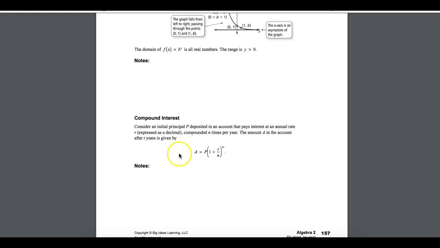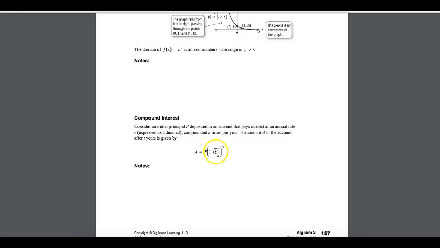Now, I want to explain what each of these values is. The amount A is just how much money you have in the account over however many period of time. So that period of time is our variable T. So A is however much money we have in our account after T years has gone by. P is the initial amount that was deposited into the account. So P is your starting amount.